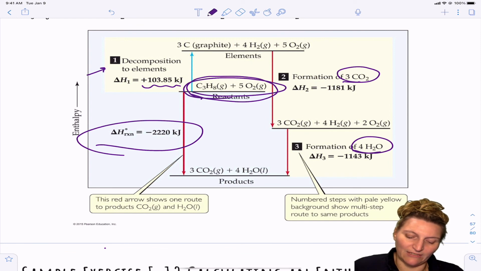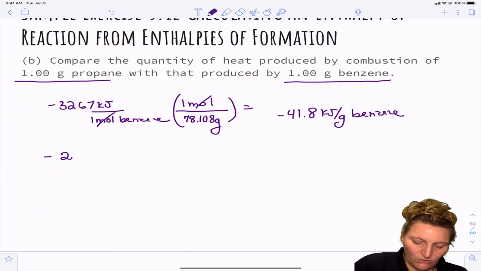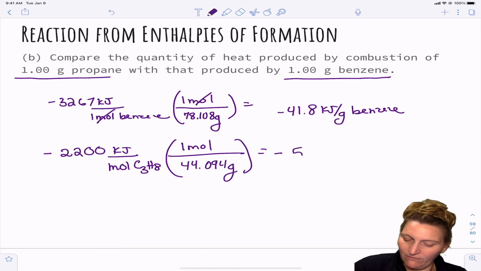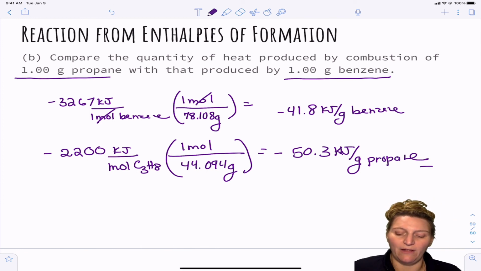Because, you know, these are the reactants, this is propane, this is reacting 1 mole. So negative 2,200 kilojoules per mole of propane, C3H8, and I convert that into kilojoules per gram, and the molar mass for propane is 44.094 grams. When I do this, I get negative 50.3 kilojoules per gram of propane. So I get more energy per gram of propane than I do per gram of benzene.